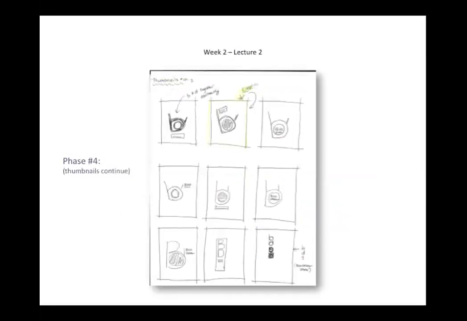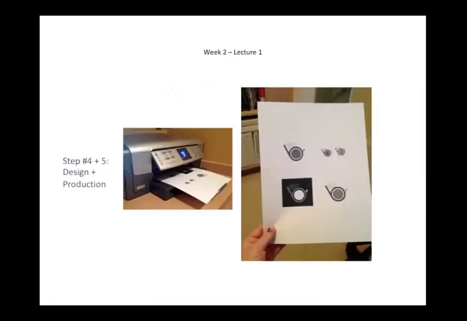That was step 4. So thumbnails continue. Print it out. See what it looks like on your printer. That's a good way to see if you can see it smaller, larger, if there's anything that needs to be addressed. That's always a good way to do it.